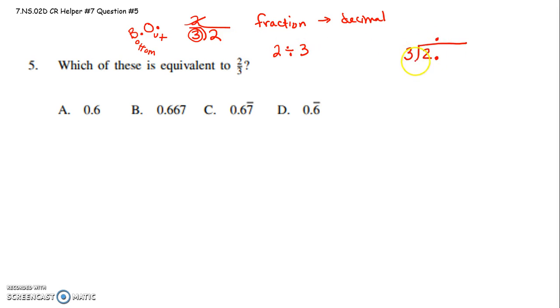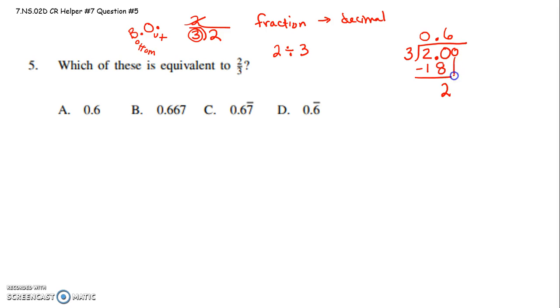Okay. So how many times does 3 go into 2? Well, 3 goes into 2 0 times. Then we can add a 0 after this decimal point. How many times does 3 go into 20? 3 goes into 20 6 times. 6 times 3 is 18. Subtract off, 20 minus 18 is 2.